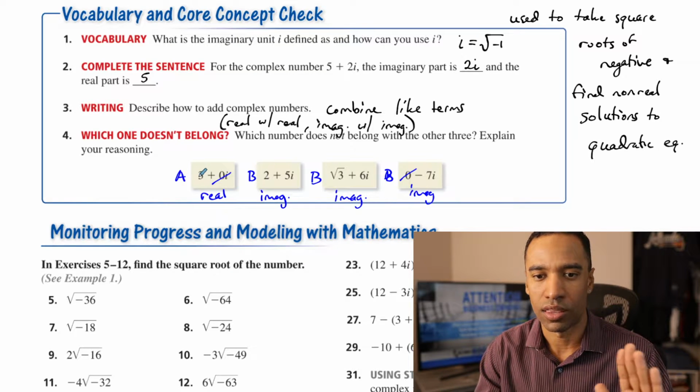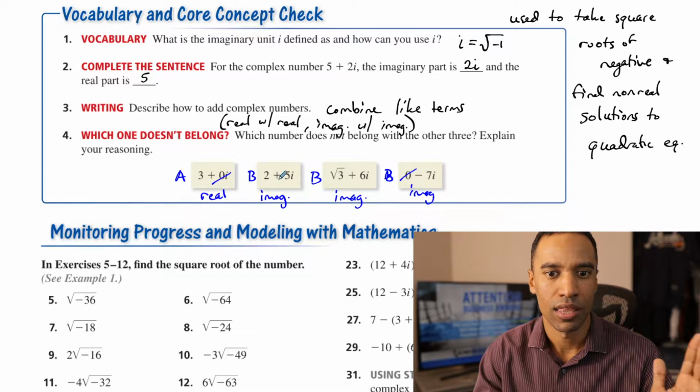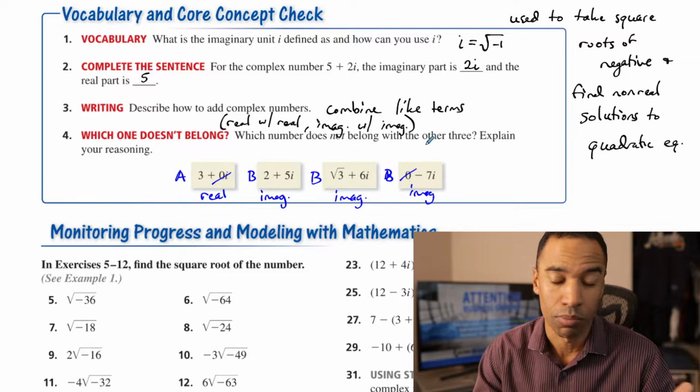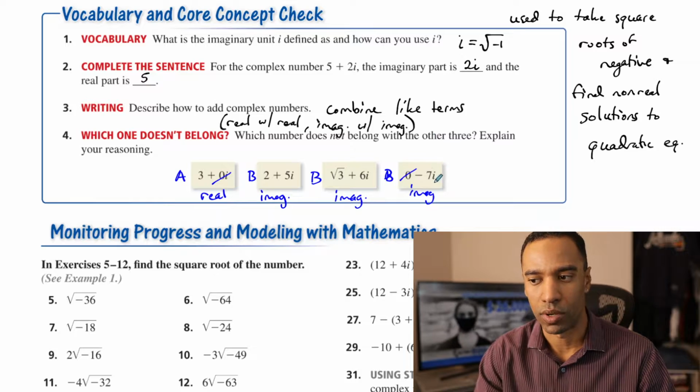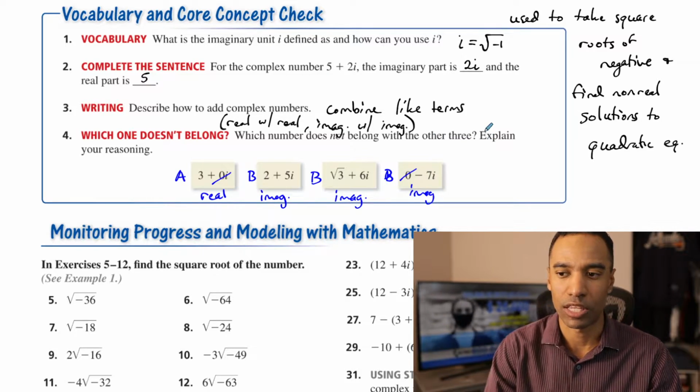A is the different one. This is strictly a real number, as 3. These are new numbers you hadn't seen before, I assume. And those have imaginary components that make them imaginary numbers, although this one is pure. And that's where I'm going with that.